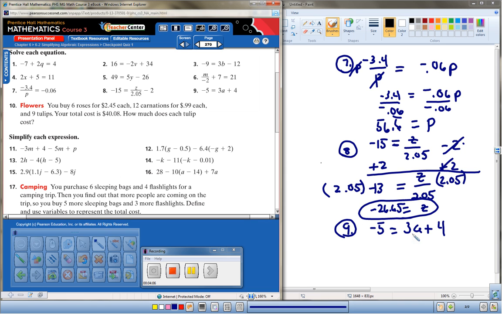And number 9, subtracting 4 from both sides. That gives me 3a equaling negative 9. Dividing both sides by 3 then, a equals negative 3.